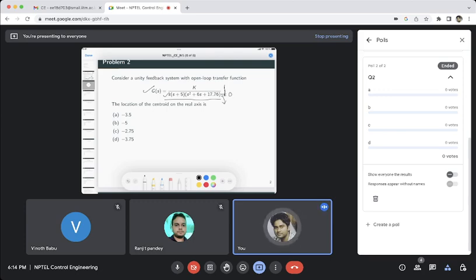That means the values of s that will make the denominator term s(s+5)(s^2+6s+17.76) equal to 0. So how many values of s are possible? As you can see, there is a quadratic term, s^2+6s+17.76, an s+5 term, and s itself. Let's consider this equation first, s^2+6s+17.76 equal to 0. This will give the poles of G(s), right? Is it clear?